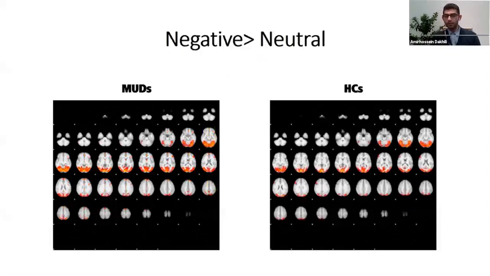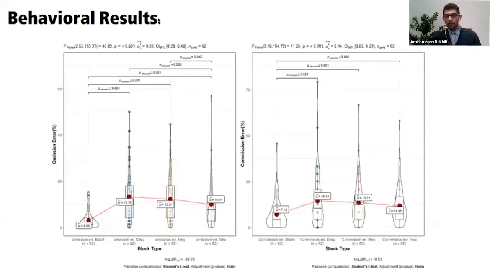We also checked for differences in the whole brain negative-neutral contrast between methamphetamine users and healthy controls. As expected, the parameter estimates were largely similar, except in a few regions such as the right intracalcarine cortex and right occipital fusiform gyrus. Before looking at brain cue reactivity, we need to look at results of behavioral tasks. As you can see, there are significant differences between commission and omission error rates, and also in reaction times between different blocks, especially between negative and drug cue blocks compared to neutral or blank cue blocks.